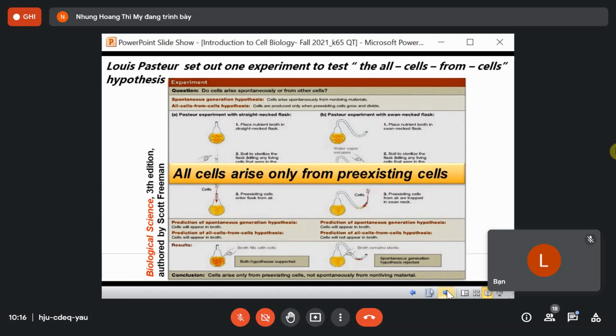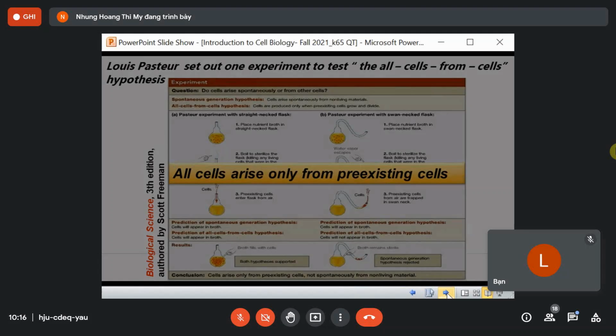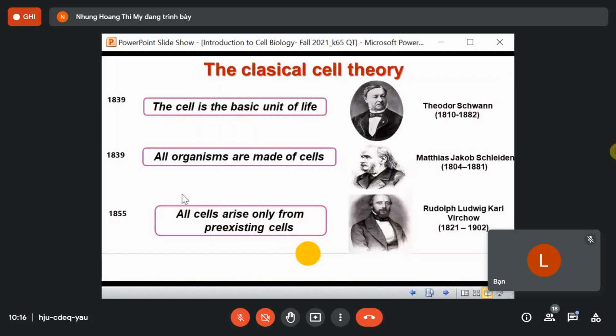So Louis Pasteur gets the prize, and he also supports the third statement of the cell theory, that all cells arise only from pre-existing cells. So those are the three statements of the classical cell theory in the 18th and 19th century. And here are the three scientists who made up the classical theory.